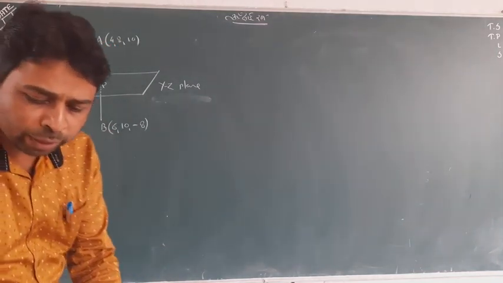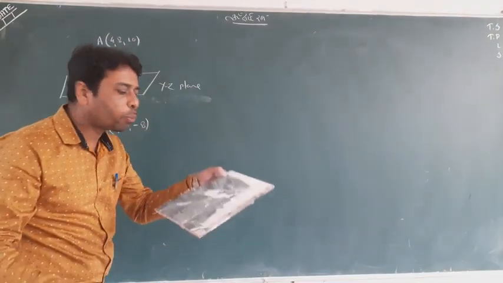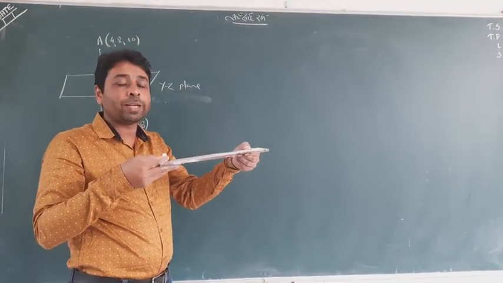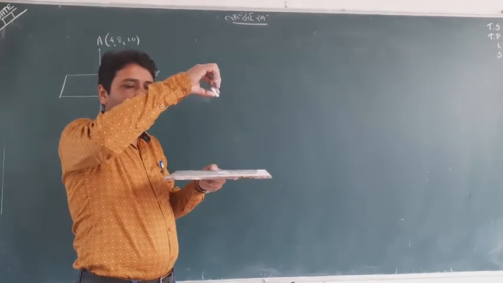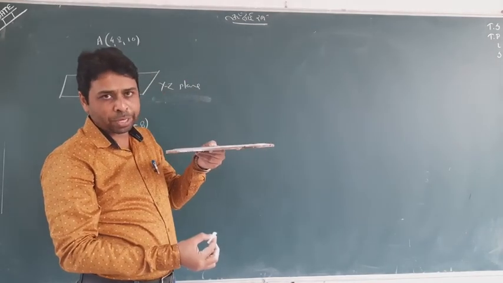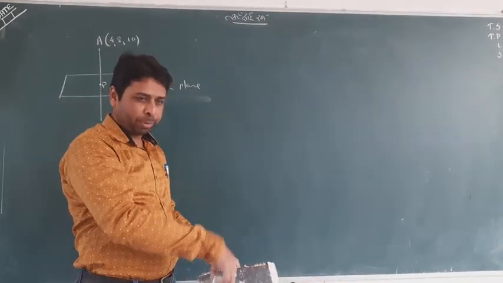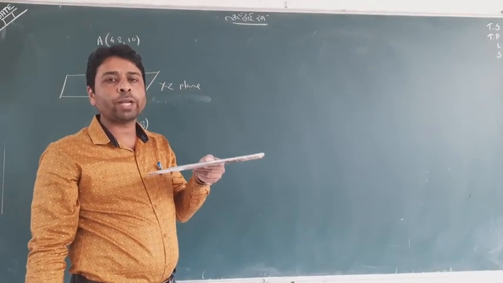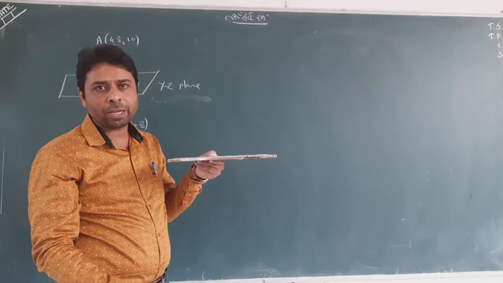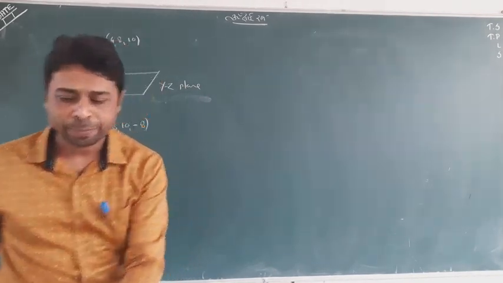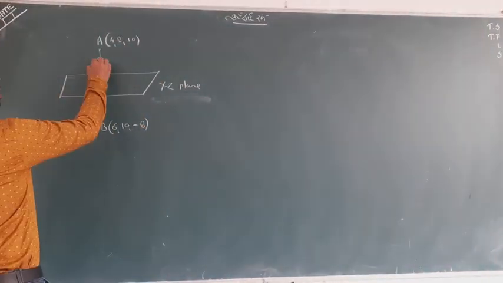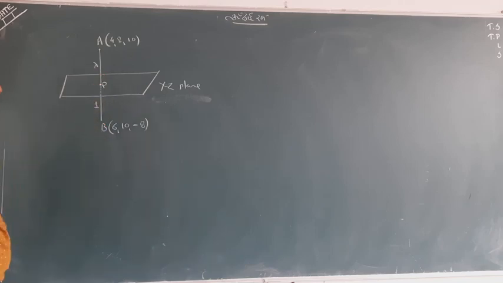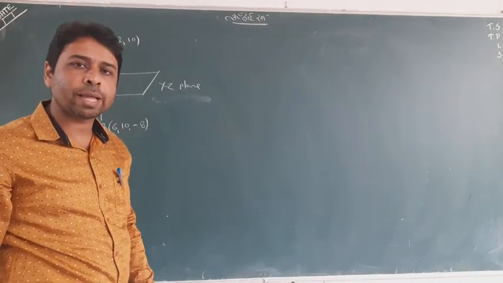Let me explain what kind of scenario this is. This is my plane, the yz plane. One point A is on the upper side, and B is on the lower side. When I join AB, this plane is cutting it. We want to find the ratio in which this plane cuts AB. We say the ratio is lambda is to 1.